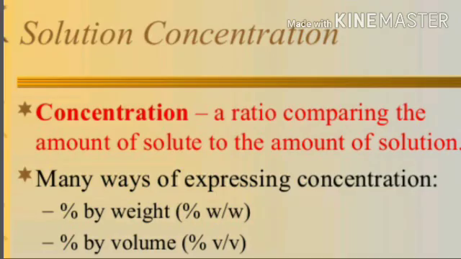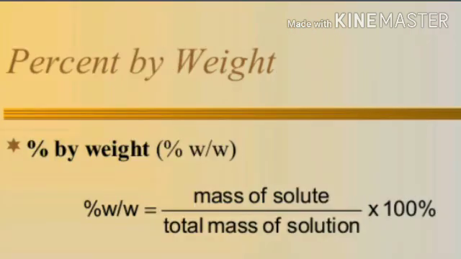We can find out the concentration of a solution in many ways. In this chapter, we will talk about two: percentage by weight and percentage by volume. First of all, how can we calculate percentage by weight? A very simple formula: mass of solute upon mass of solution into 100.